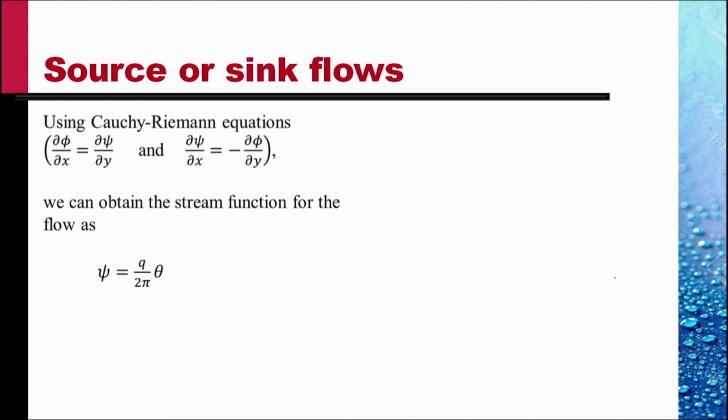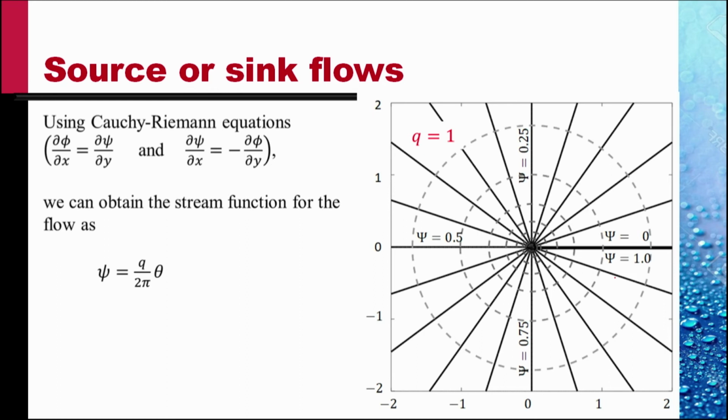Using Cauchy-Riemann conditions, that is del phi by del x is equal to del psi by del y, and del psi by del x is equal to minus del phi by del y, we can obtain the stream function for the flow as psi is equal to Q divided by 2 pi times theta. These are the streamlines that are plotted for Q equal to 1, that is for a unit source strength.